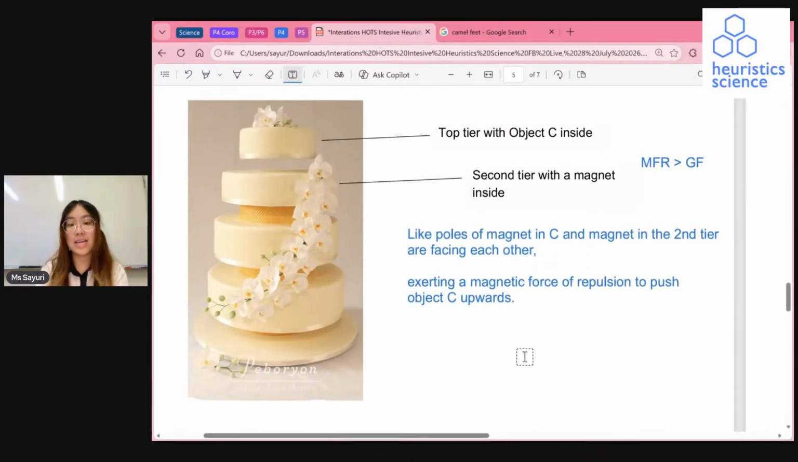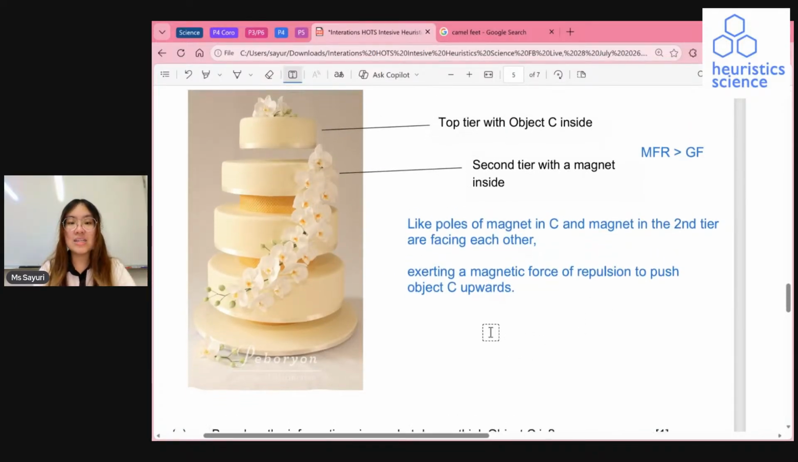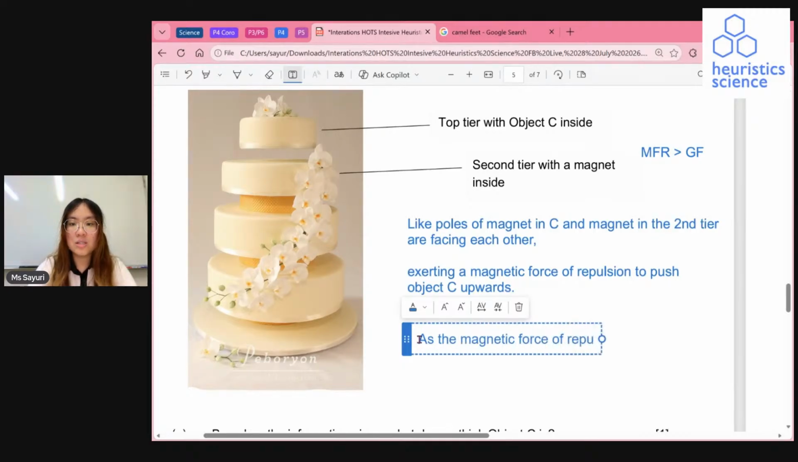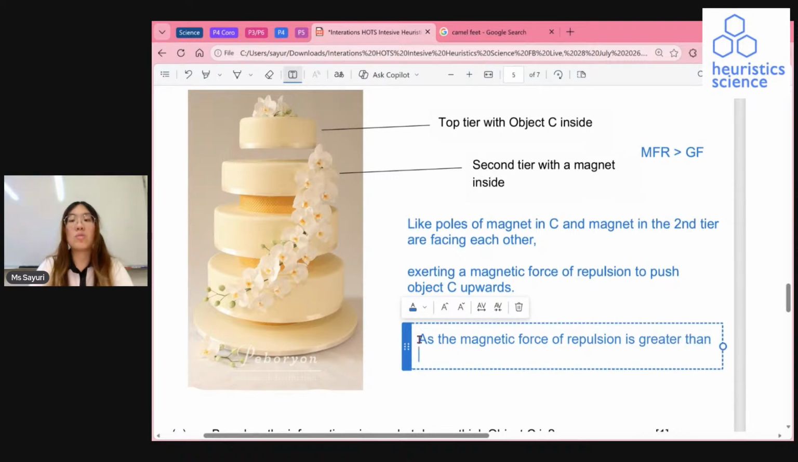But you still need to write it in. Okay, so in this case here, like poles of the magnet in C and the magnet in the second tier are facing each other, exerting a magnetic force of repulsion to push C upwards. Okay, so as the magnetic force of repulsion is greater than, now you talk about gravitational force already.